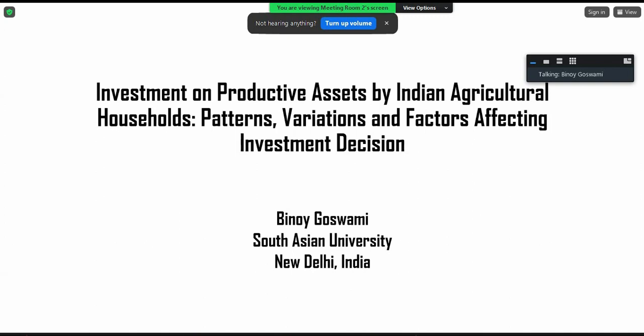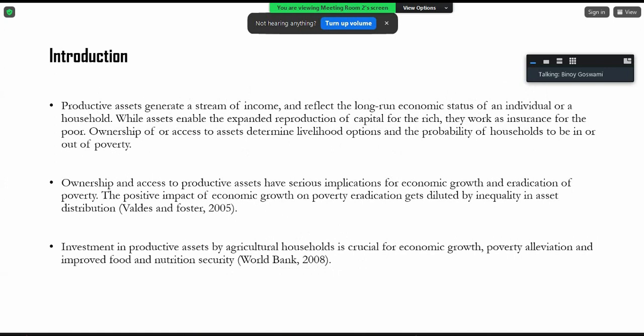Next slide, please. So, productive assets are those that generate income over a period of time, and therefore it reflects the long-run economic status of an individual household or an individual. It helps richer households to expand production and also to generate more supplies, whereas for poorer households, it works as an insurance. So ownership of or access to productive assets determines the livelihood options and the probability of whether a household will be in poverty or out of poverty. Therefore, this analysis of the investment on productive assets serves as an independent assessment of the poverty status of a household. So that's the purpose or significance of this work.